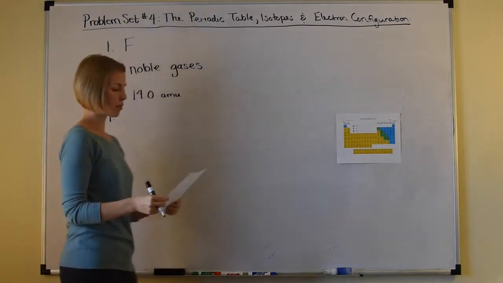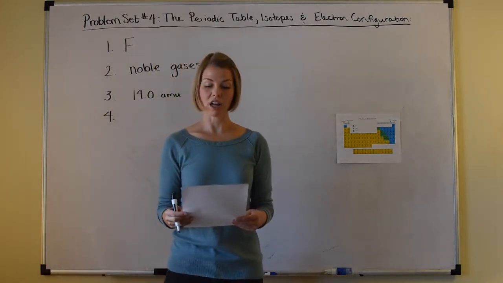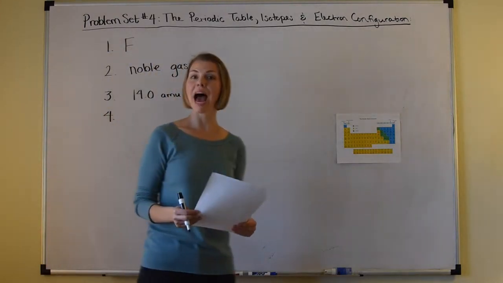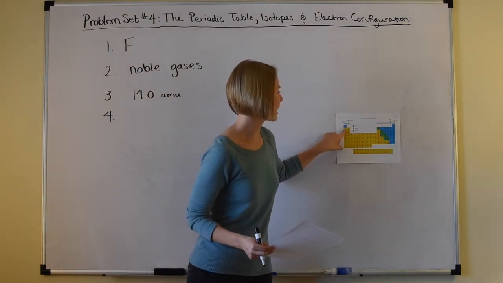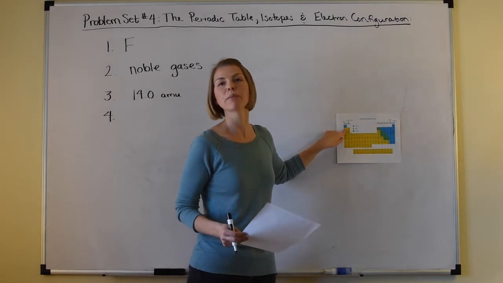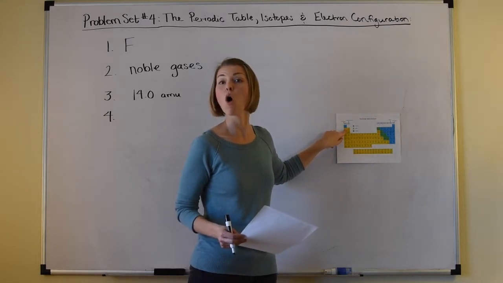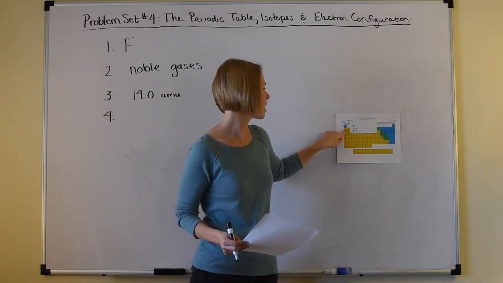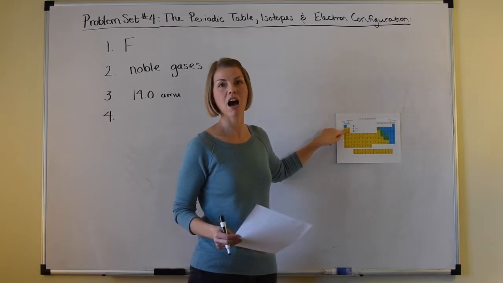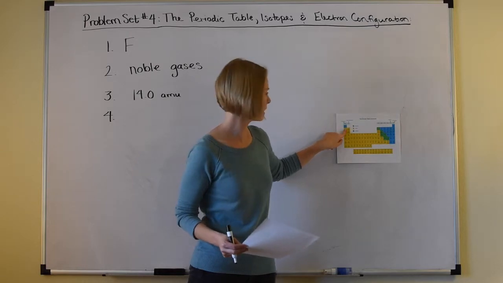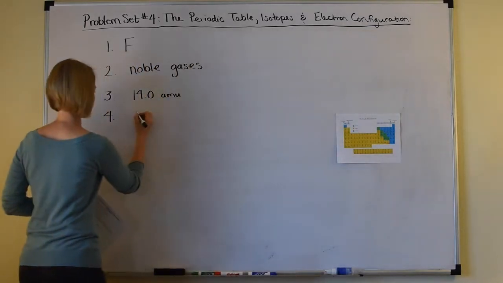All right, number 4. How many protons does a lithium atom have? We're going to find lithium on the periodic table and look at its atomic number. Remember that the atomic number is always the whole number in the periodic table, and it tells you how many protons are in the nucleus of one atom of that element. So for lithium, it is 3.